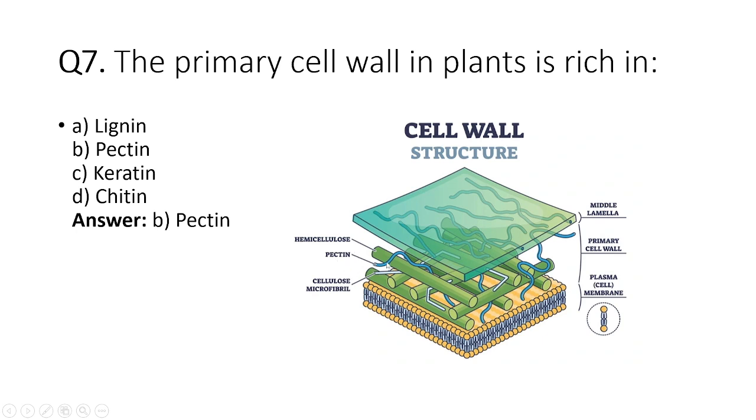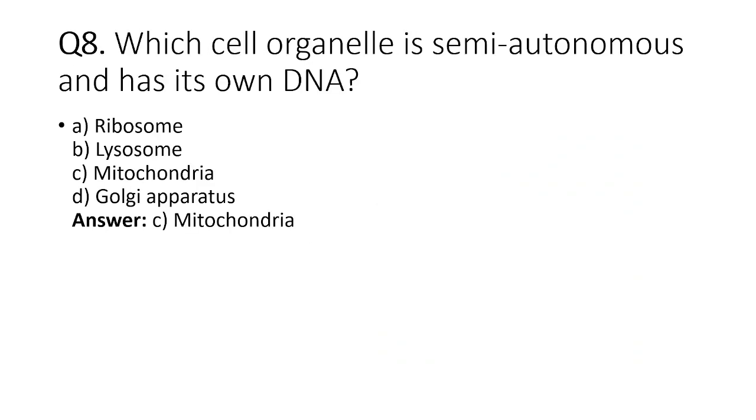Pectin is a gel-like substance that helps to bind the cells together and allows for flexibility of the cell wall. Pectin is useful for cell growth and provides structural support.